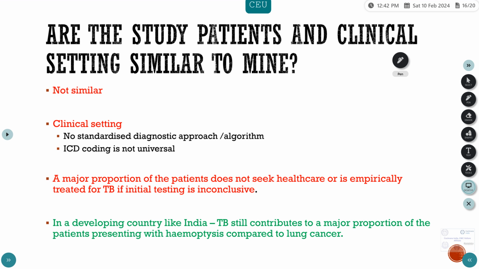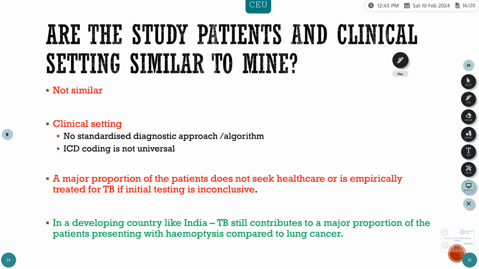And a major proportion of patients probably does not seek healthcare if they develop a single episode of hemoptysis, or is empirically treated for TB if the initial testing is inconclusive in an Indian setting. So, like I mentioned, in a developing country like India, TB still contributes to a major proportion of the patients compared to lung cancer. So, the clinical setting is significantly different.